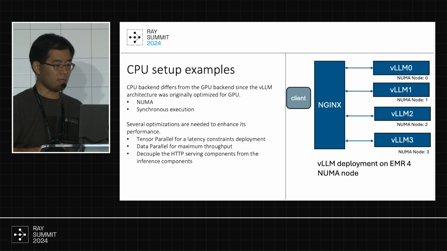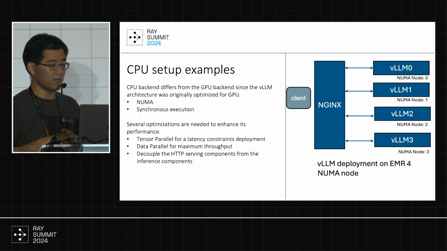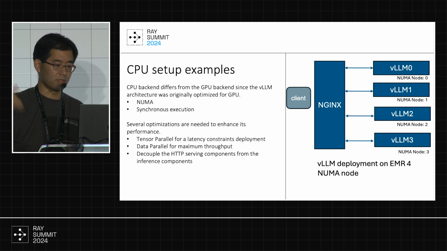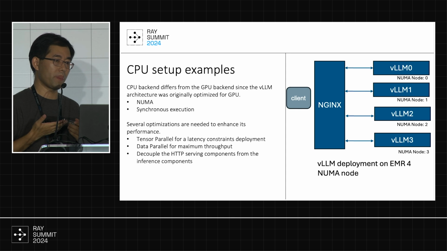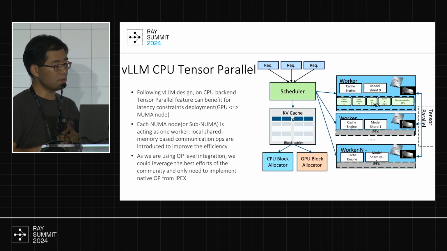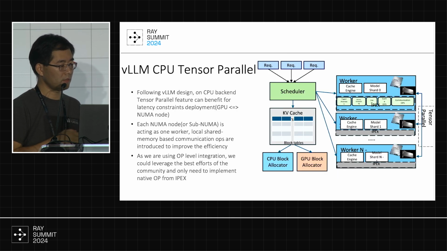On the right side, I put a very simple but typical CPU setup. You have NGINX as a load balancer. You receive many user requests from the client asynchronously, and then you dispatch them to the different vLLM instances on the right side. Assume one socket has two NUMA nodes, so for a dual socket system you end up with 4 vLLM instances running at the same time to get the maximum throughput.